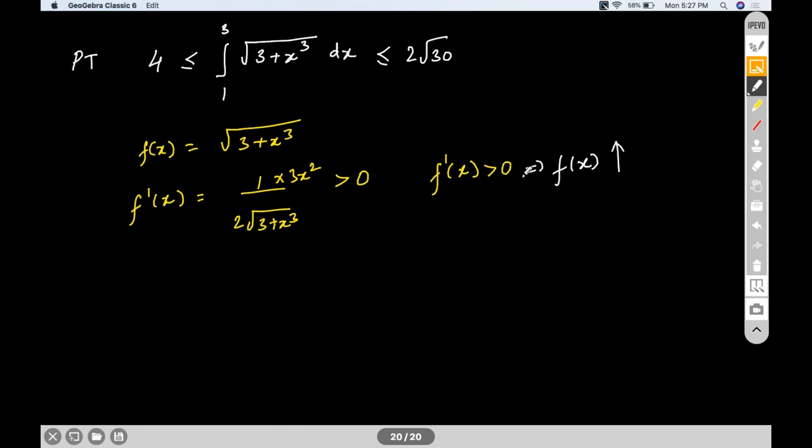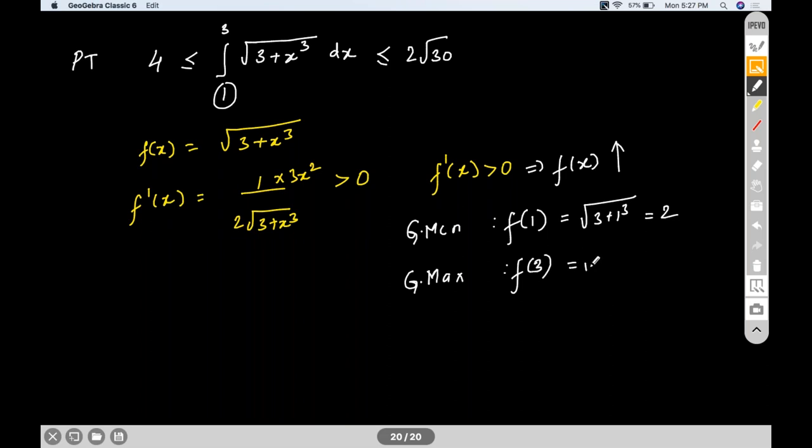Correct. If it is an increasing function, its minimum value will be obtained at the initial point, which is 1. So minimum value will be f1, right? f1 will be what? Under root of 3 plus 1 cube, which is nothing but 2. What is g max? G max is going to be the last point, f3, which is nothing but root of 3 plus 3 cube. And that's how that root 30 makes its appearance. Correct. So since this function lies between 2 and root 30.